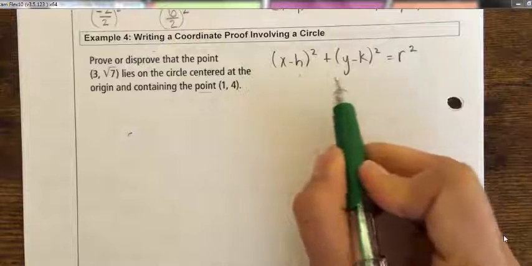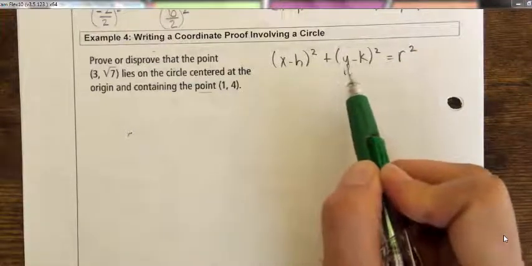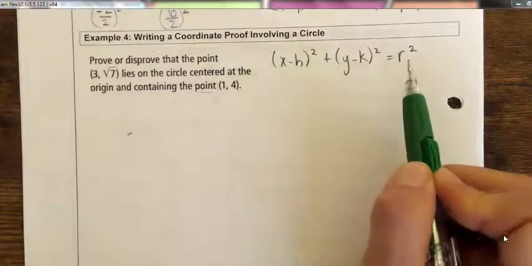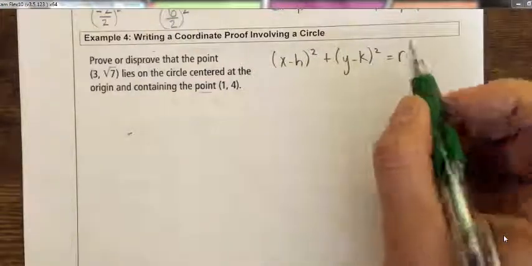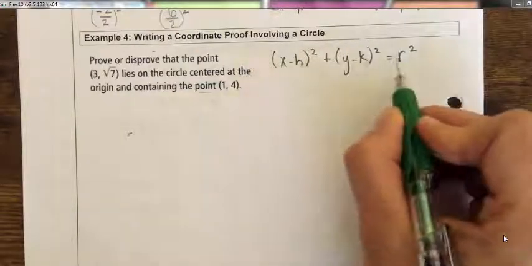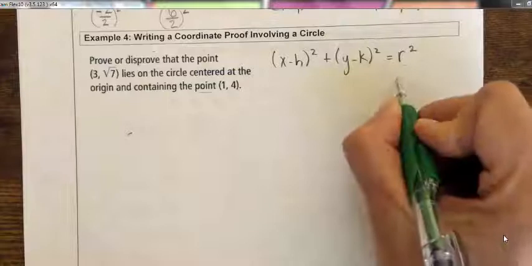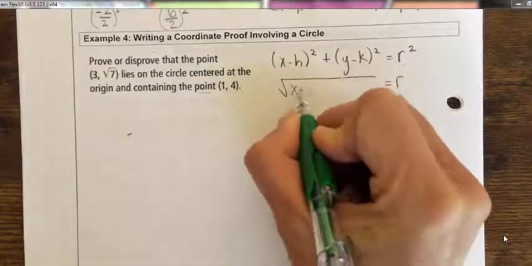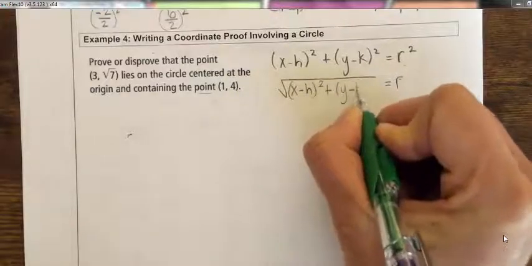So this expresses the relationship between any point x, y on the circle, the center of the circle, h, k, and the radius of the circle. Well, to find the radius of any circle, if you had the standard equation, you could just take the square root to get r by itself. So if I square root both sides, r will be by itself, and I'll have the square root of x minus h squared plus y minus k squared.